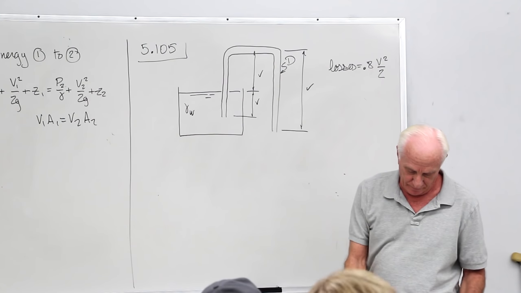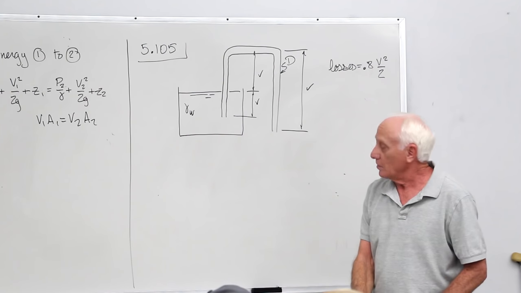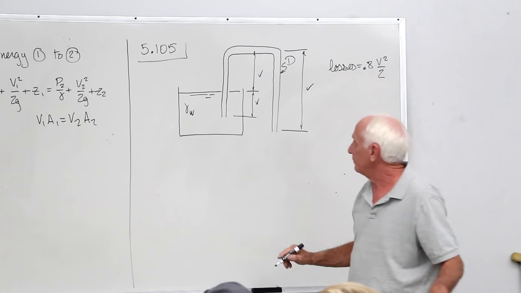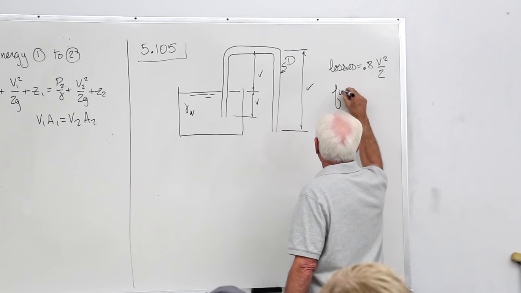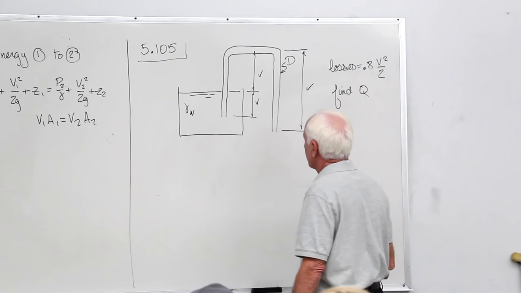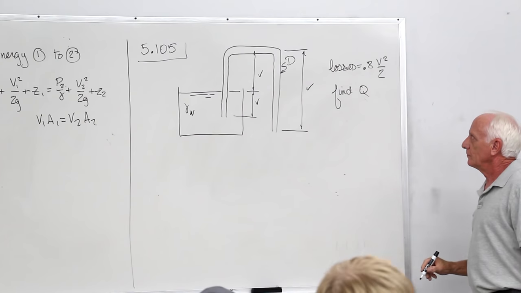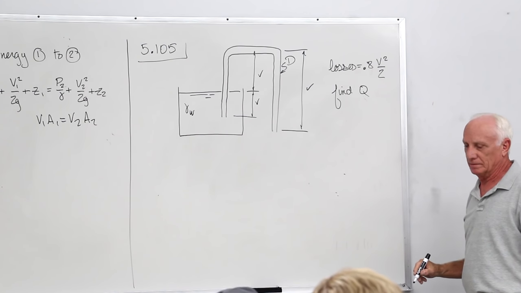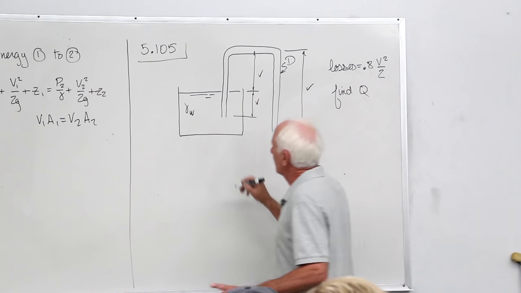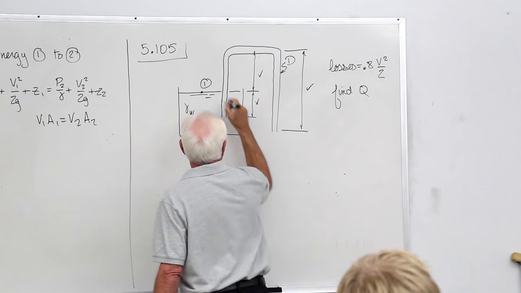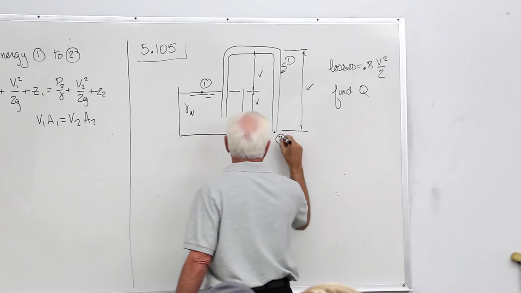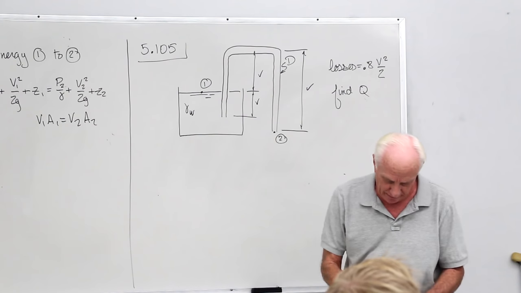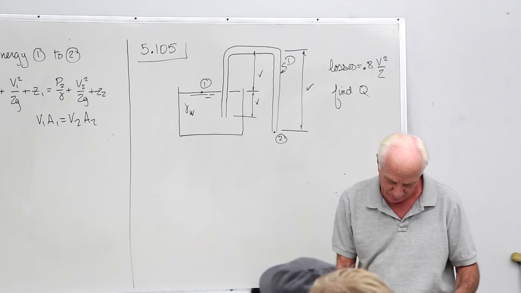Okay, we're supposed to find the flow rate, which means find the velocity. What velocity? The velocity in the pipe. So we start off and say, you know what, I'm going to call this point one, and I'm going to call that point two. Okay, got it. Let's go ahead and write the energy equation down.